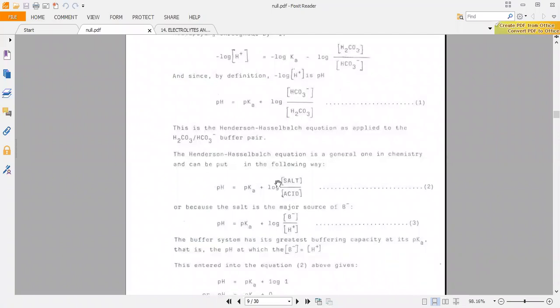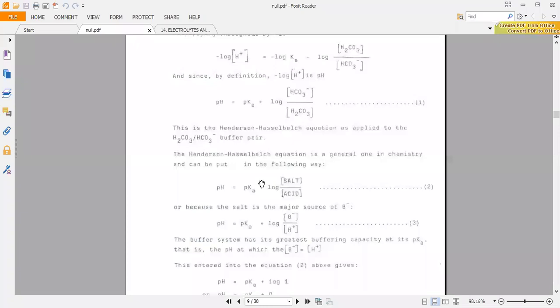Now, the reason why this equation, the Henderson-Hasselbalch equation, is very important is because we know that a buffer works best at a pH which is equal to its pKa. So that's another concept. A buffer works best when the pH of the system is equal to the pKa of the acid involved.